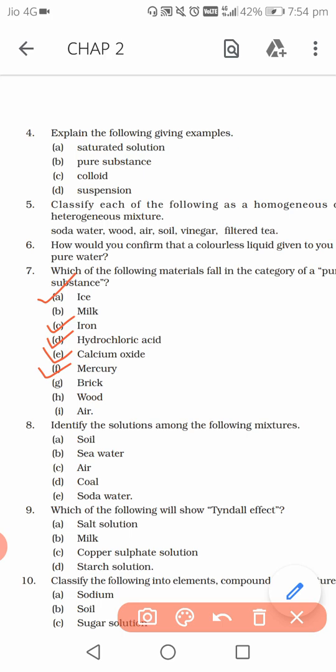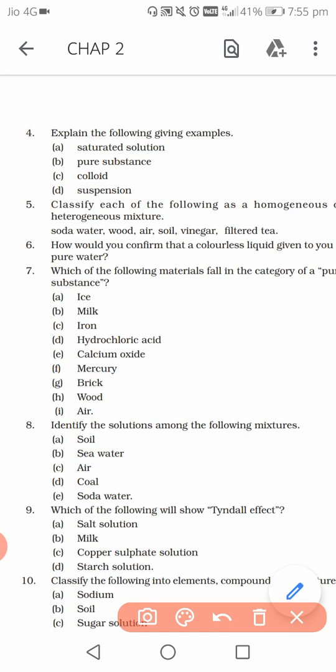Then next one, number 8. Identify the solution among the following mixtures. Soil, it is not a solution. Sea water, okay, solution. Air, solution. Coal, no. Soda water, solution.